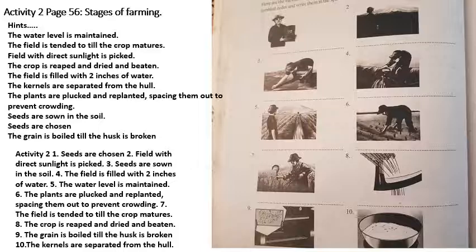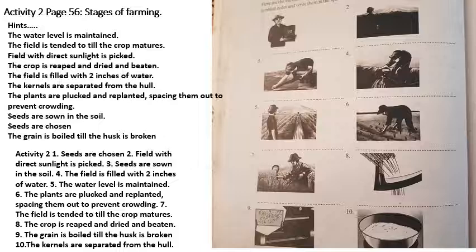Note that all of these sentences are in passive voice. എല്ലാം passive voiceലാണ്. Number 5, the water level is maintained. You have to maintain that water level. It has to have 2 inches of water. The plants are plucked and replanted, spacing them out to prevent crowding. ഞാറ് പറിച്ച് നടണം. Because this is about rice cultivation. It has to be plucked and replanted.